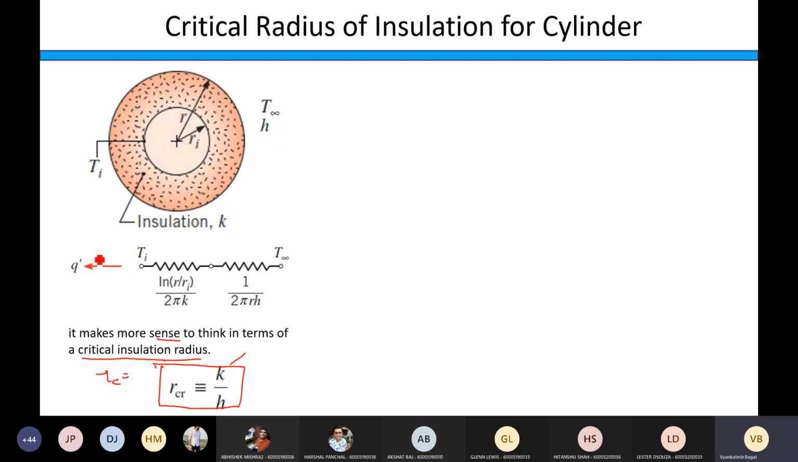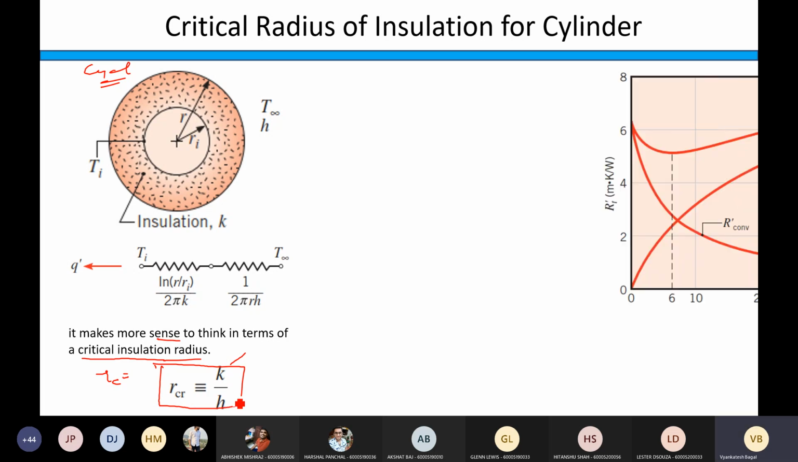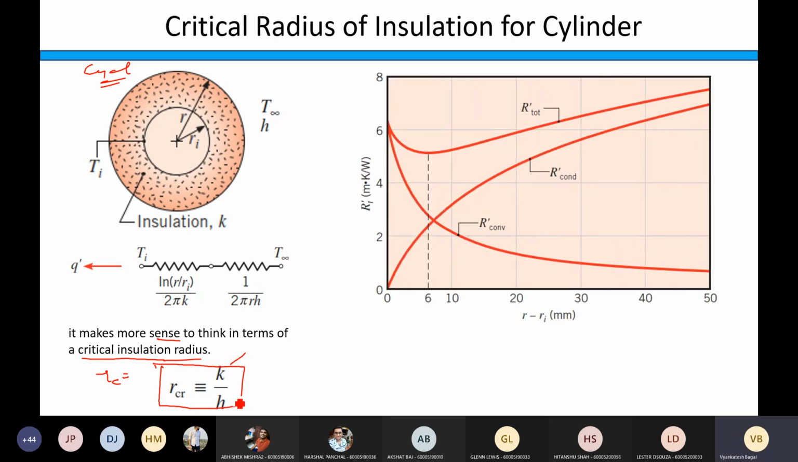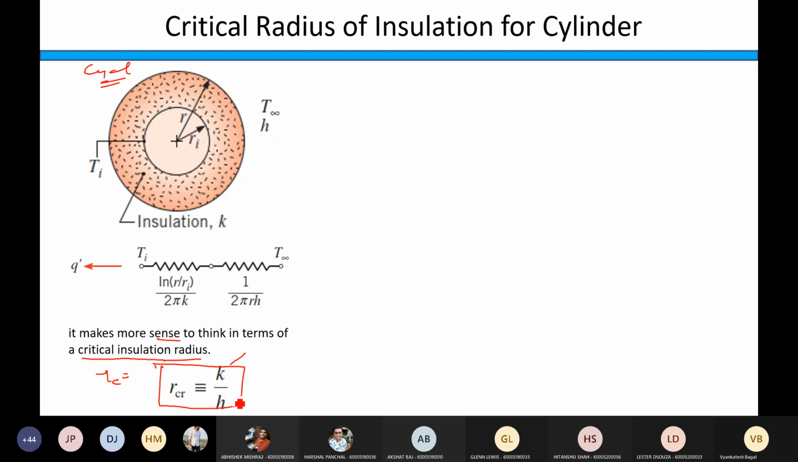Now this is true for the cylinder. We are talking about cylinder, right? So RC, critical radius of insulation, is K by H in case of cylinder. Clear? Sir, do we have to prove this R is equal to K by H? No, we proved it using the resistances, these two resistances, conduction as well as convection.